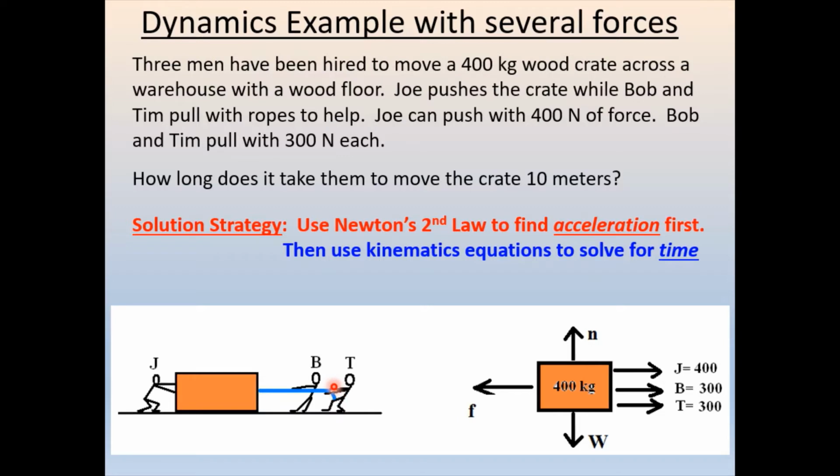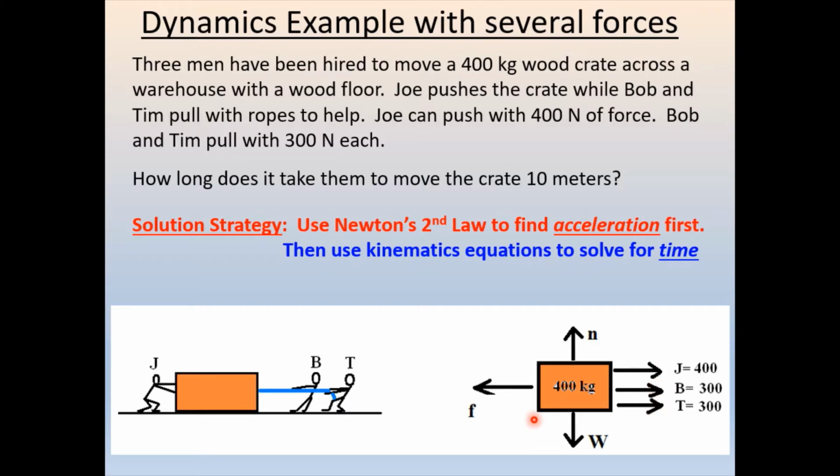So we can go ahead and draw a free body diagram for the crate. It has weight going down, normal force going up, and notice Joe, Bob, and Tim are all creating a force to the right. Even though Joe is pushing and Bob and Tim are pulling, they're all pointing to the right. So I'm going to put all 3 of their forces over on this side just to make the diagram look a little cleaner. So I have J, that's Joe, his force is 400 newtons. Bob is 300, and Tim is also 300.